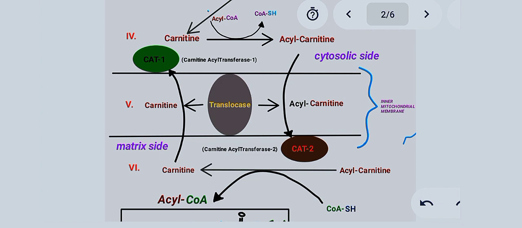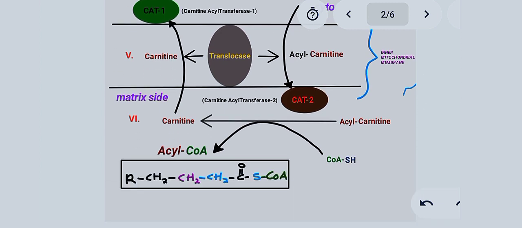So what was happening outside the mitochondria? The conversion of a fatty acid to acyl-CoA, that is the activation stage. We want to activate the fatty acid because acyl-CoA is an activated form of fatty acid. Now, what's going to happen in the mitochondria? This is beta oxidation proper. Now let us look at beta oxidation proper.